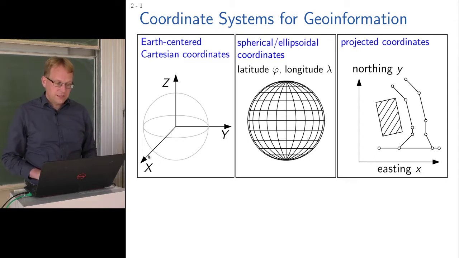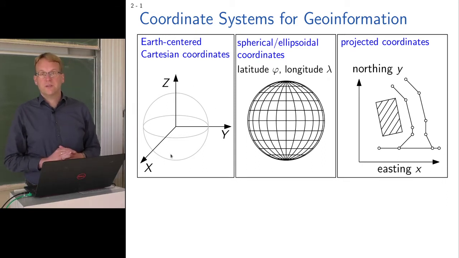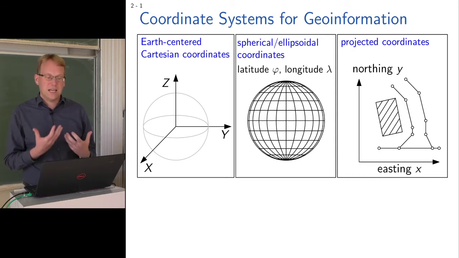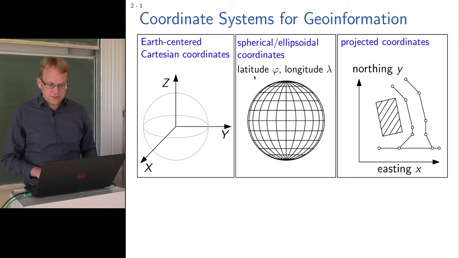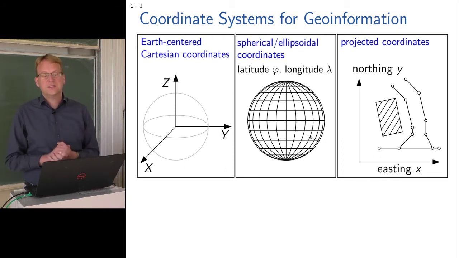This is, however, very inconvenient to deal with points on the surface of Earth. If I tell you that I am at coordinates 20,000 kilometers x, 15,000 kilometers y and 12,000 kilometers z, then it doesn't tell you much about your position on Earth. It's not very convenient to handle. Therefore, for everything that is on the Earth's surface, it is much more convenient to refer to it in terms of latitude phi and longitude lambda.